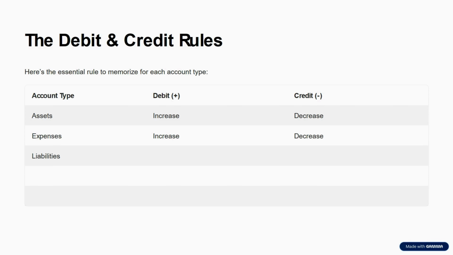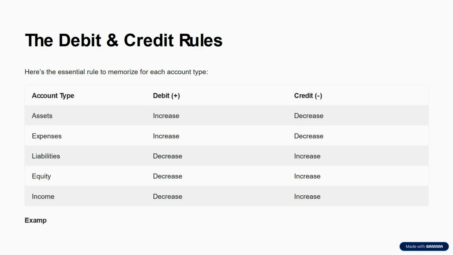If you debit the liabilities account, it will decrease. And if you credit the liabilities account, it will increase. If you debit the equity account, it will decrease. And if you credit the equity account, it will increase. If you debit the income account, it will decrease. And if you credit the income account, it will increase.